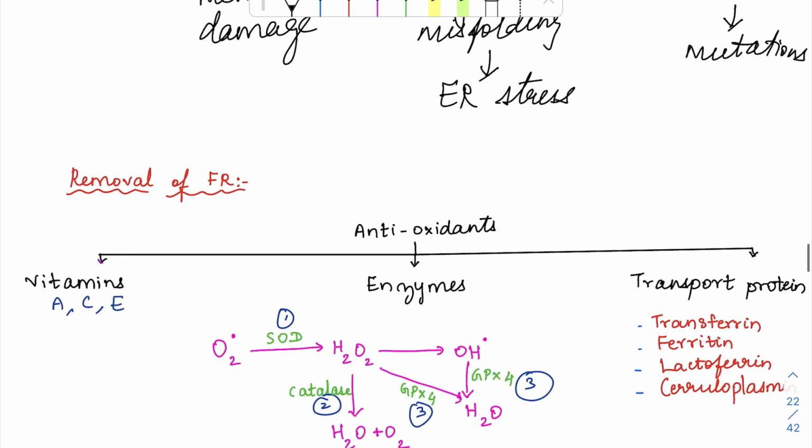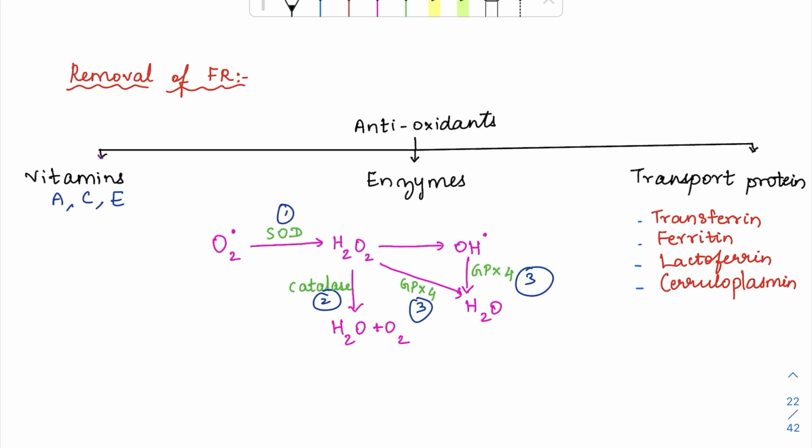So how are these free radicals normally removed? Because I told you these are normally produced in the body as well, right? Normally they do not cause lots of injury, because there is a free radical removal system. There are antioxidants which are going to remove these free radicals. The most important free radicals are the reactive oxygen species. Generally we use the terms interchangeably, right? Free radicals and reactive oxygen species.